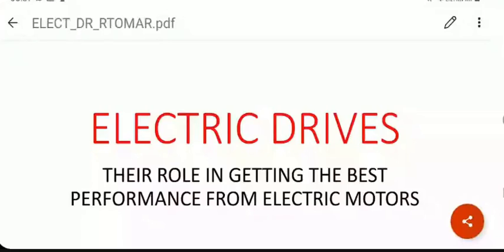That is achieved by an additional gadget called an electric drive. Actually, the word is drive. There can be mechanical drives also, which will help in improving the efficiency of a motor continuously. But electric drives are much more preferred because they give better control. So getting the best performance from electric motors is what drives do. As simple as that.